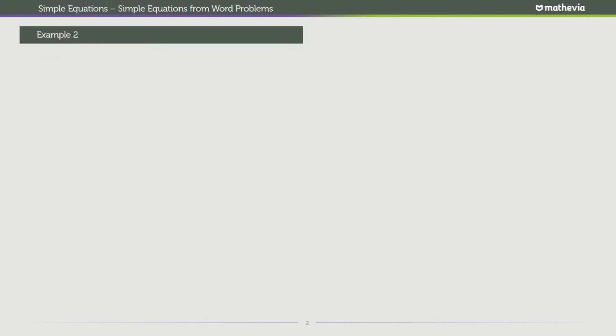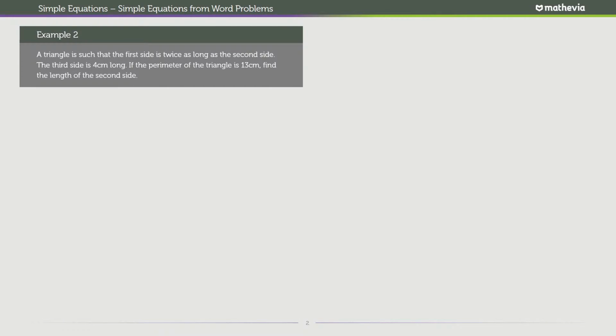Example 2. In example 2, we have a triangle such that the first side is twice as long as the second side. Okay, so we have this triangle, and the first side is twice as long as the second side. Now, the third side of the triangle is 4 centimeters long. If the perimeter of the triangle is 13 cm, find the length of the second side.